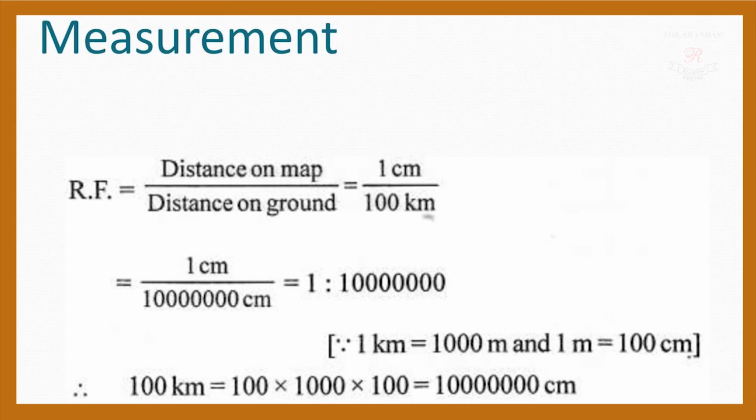The first is distance on a map. Now talking about this, distance on a map divided by distance on the ground. That means whatever measurement we are getting from that particular place, we have to divide it. Now for example, I have taken 1 centimeter by 100 kilometers.